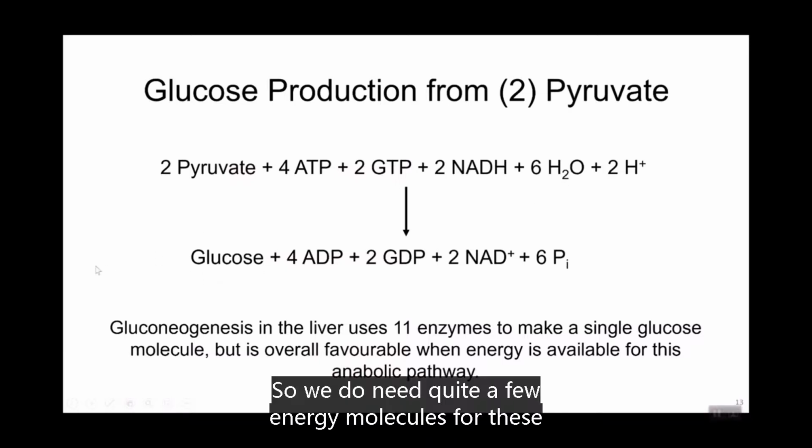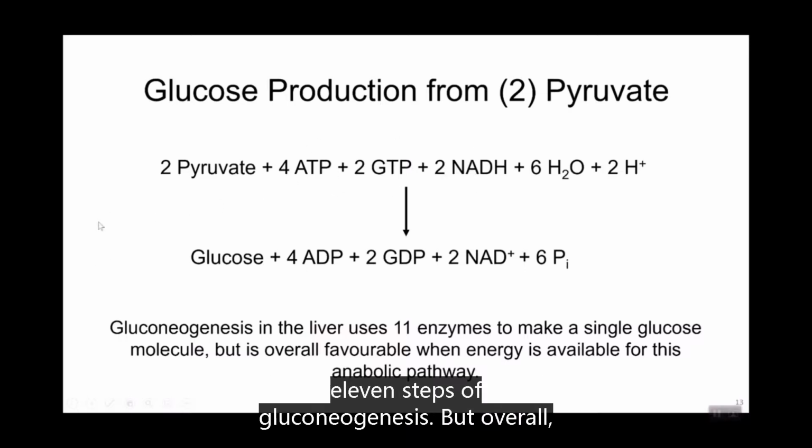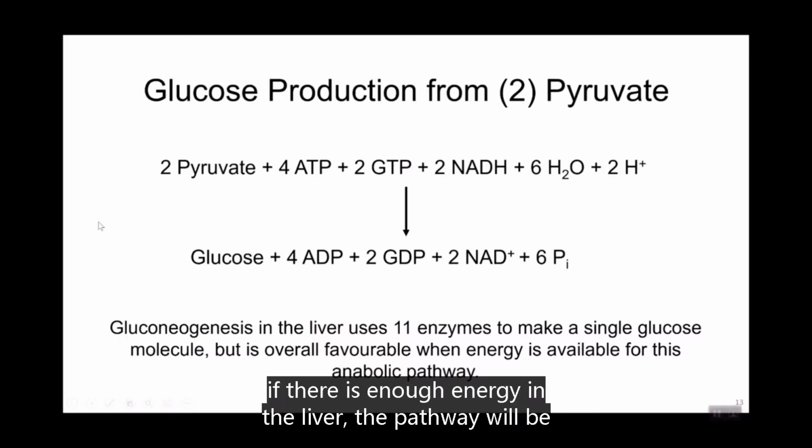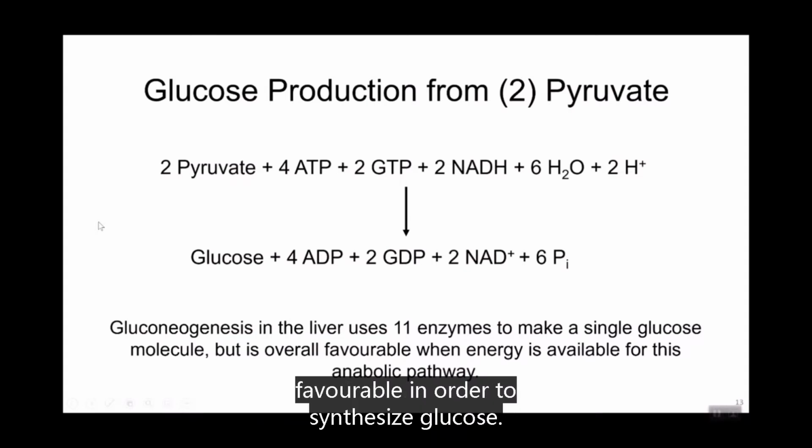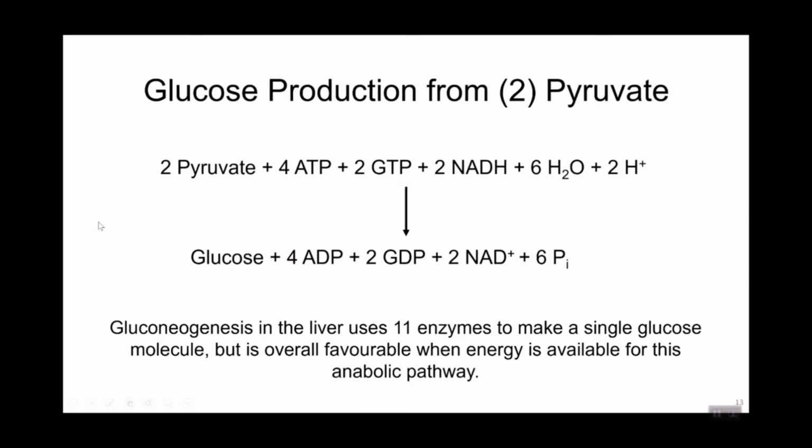So we do need quite a few energy molecules for these 11 steps of gluconeogenesis, but overall, if there is enough energy in the liver, the pathway will be favorable in order to synthesize glucose.